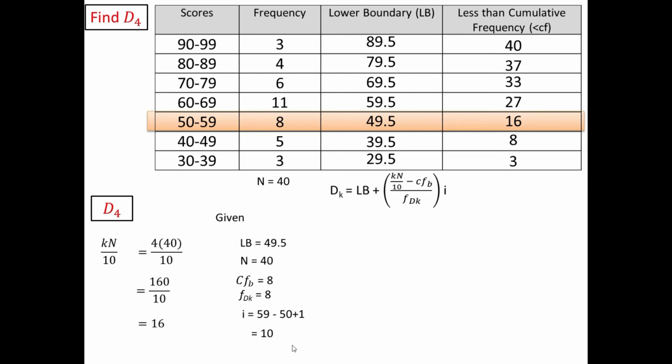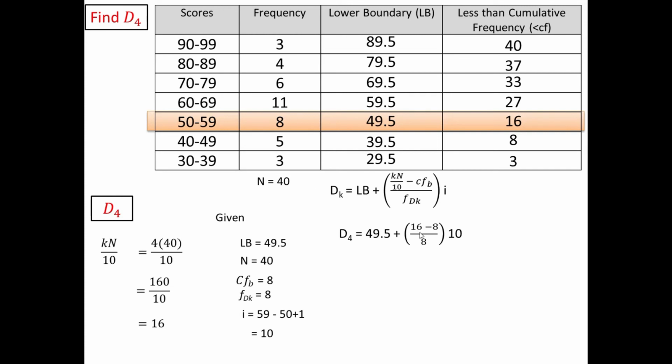Nakuha na natin yung mga kailangan nating numbers, so isa-substitute na natin in this formula. Si d sub k magiging d sub 4 na yan. By substitution, we have this. d sub k naging d sub 4. Si lower boundary natin nandito sa given, 49.5. So, ayun. Si kn over 10, na-compute na natin as 16. So, palit mo na kagad to doon.